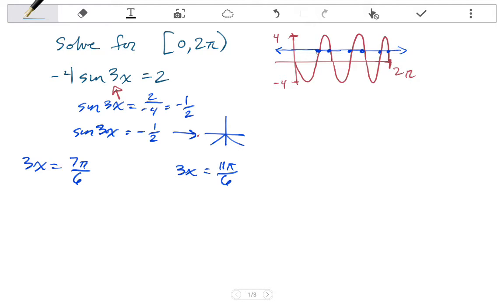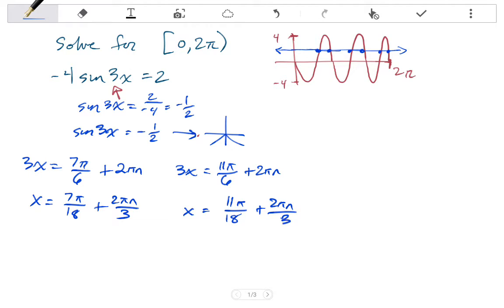Well, keep in mind that the sine just keeps going on and on. We're going to find coterminal values that give you the equivalent spots. So to find coterminal values, what you want to do is add on another 2 pi n to your answer. So we add 2 pi n to these answers here. Okay? And then we solve for x by dividing everything by 3. So here x is equal to 7 pi over 18 plus 2 pi n over 3. Same thing over here. We get x equals 11 pi over 18 plus 2 pi n over 3.